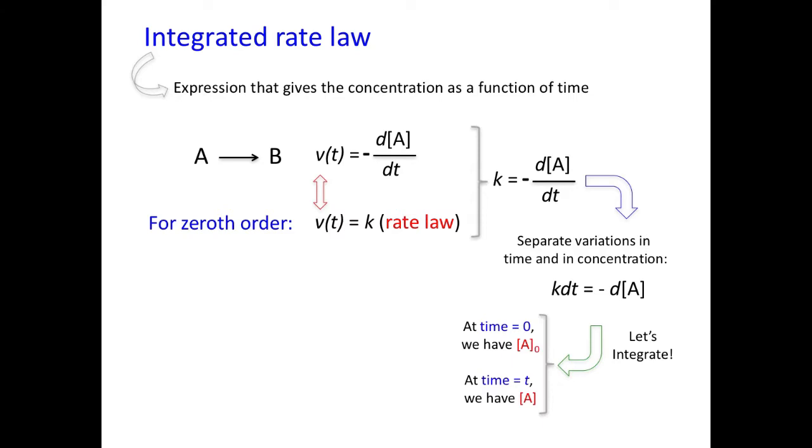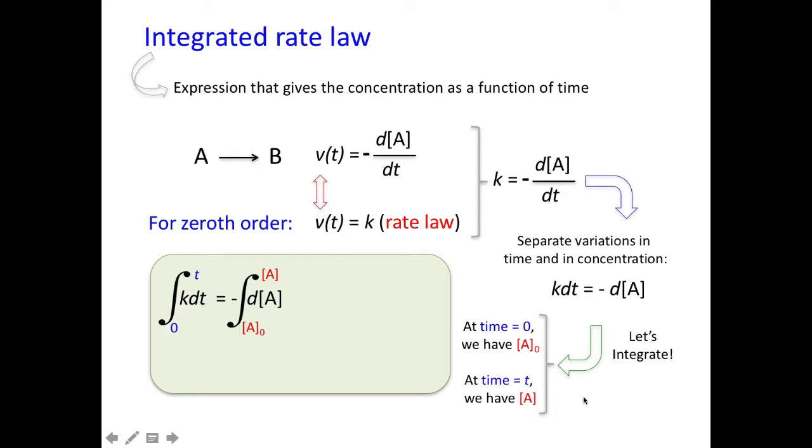When we integrate, we remember that at time zero we have the initial concentration of A, which I represent by A zero. At time t, we have a concentration A, because these are the limits of the integral we need to solve. This is shown here. The integral of k dt is the left side of this equation, integrated from time zero to time t. And the right side is integrated from the initial concentration A0 to the concentration A. The minus sign just goes outside of the integral.